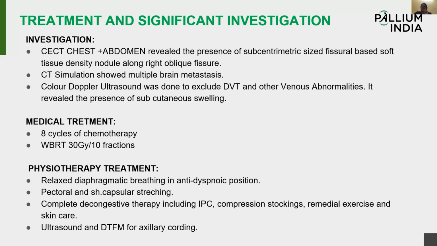Medical treatment: 8 cycles of chemotherapy were given, and whole brain RT was done, 30 Gy in 10 fractions. Physiotherapy treatment included relaxed diaphragmatic breathing exercise in anti-dyspneic positions, pectoral and shoulder capsular stretch, and diaphragmatic breathing exercise synchronized with the movement of arm and chest. So it was a chest mobility exercise synchronized with the breathing. And complete decongestive therapy, including intermittent pneumatic compression, compression stockings, remedial exercise, and skin care. Ultrasound and DTFM were done over the axillary region.